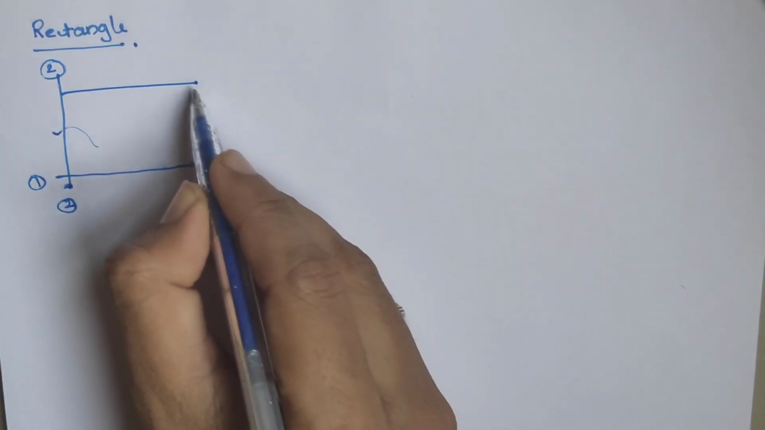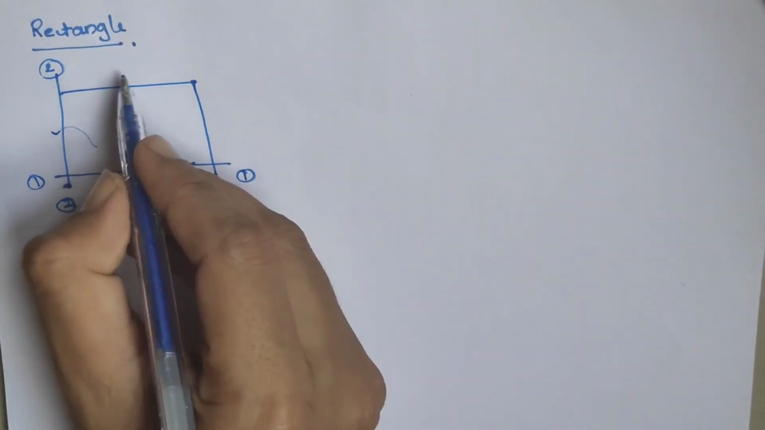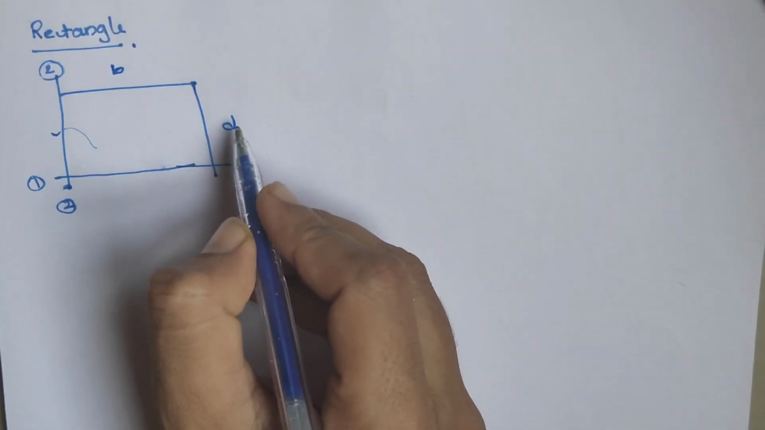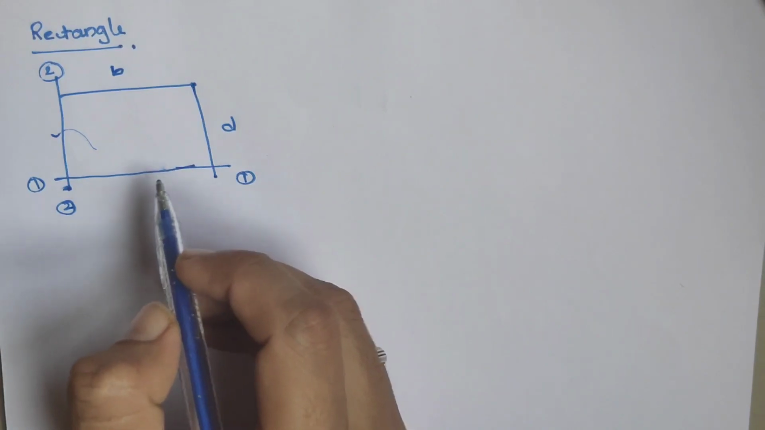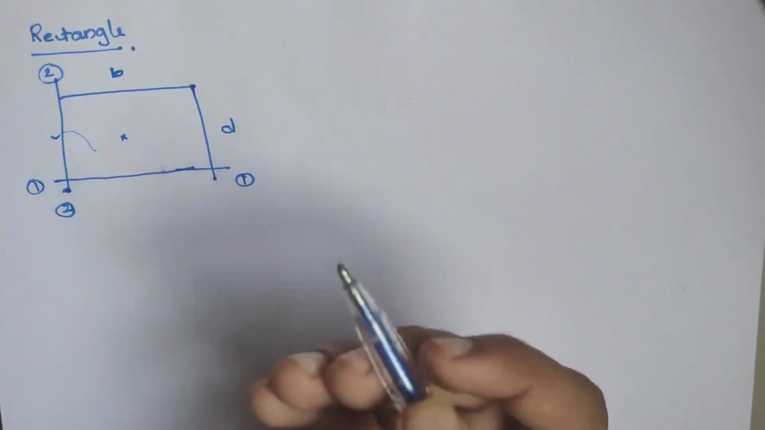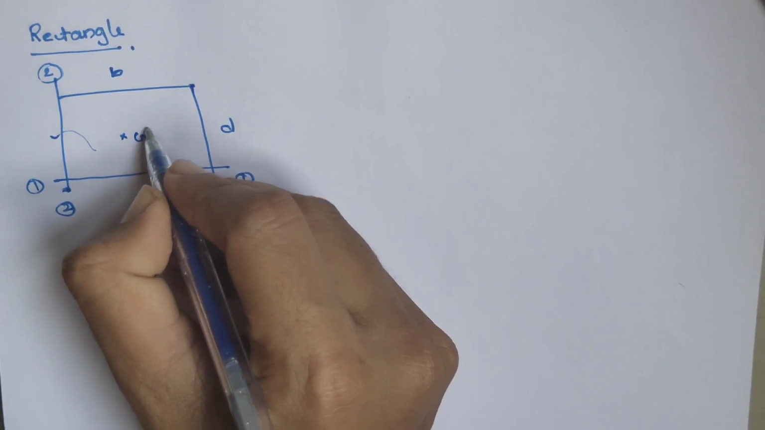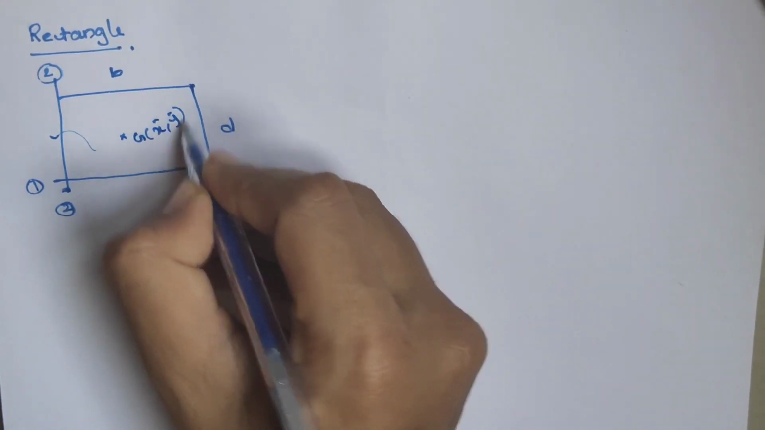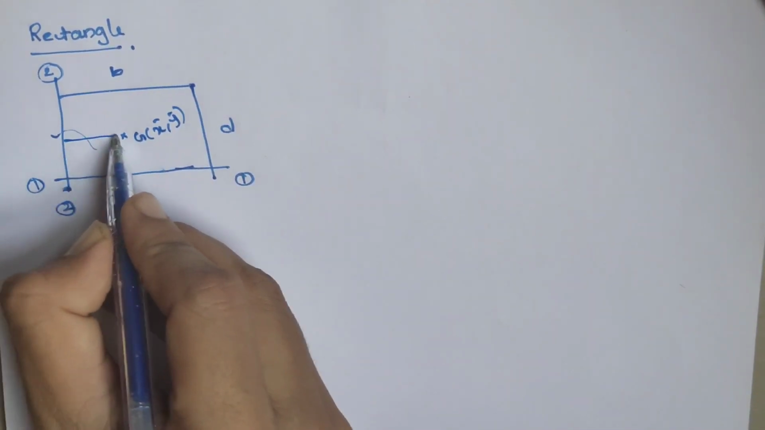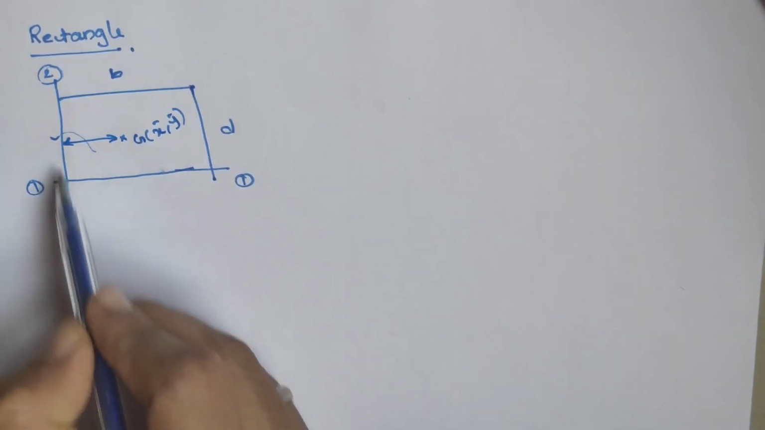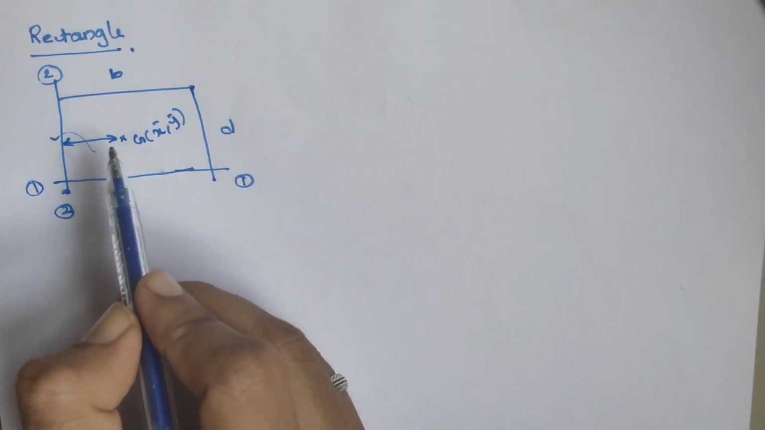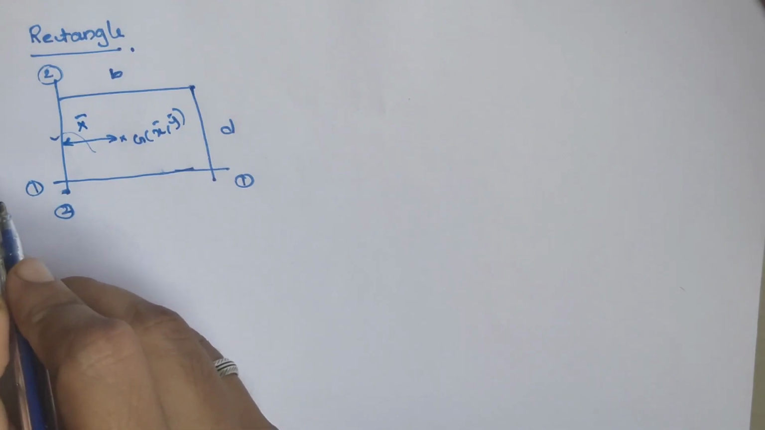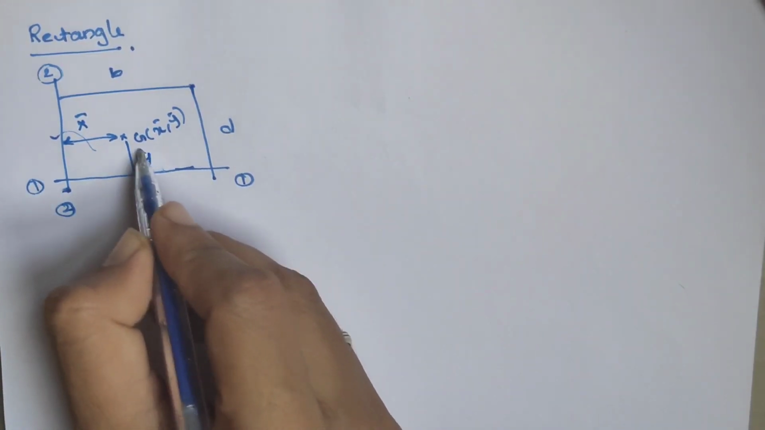Here this is the rectangle. Now here we can take breadth B and depth as D. These are the two sides of the rectangle. Here this one will be the centroid, so we will take this as CG of x bar comma y bar. Now the distance from the reference line 2-2 to the centroid is x bar, and similarly from reference line 1-1 to the centroid is called y bar.